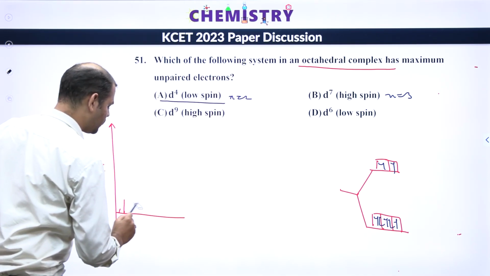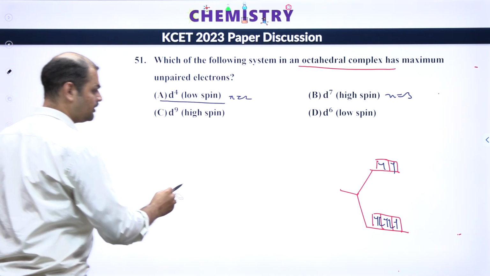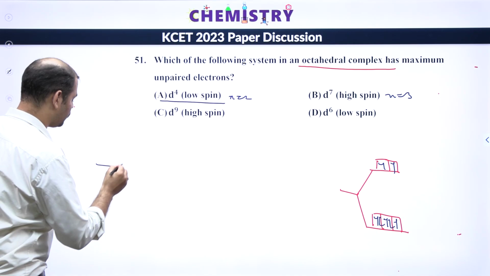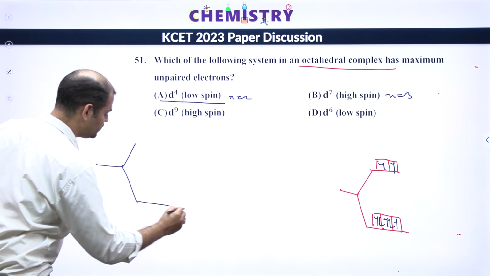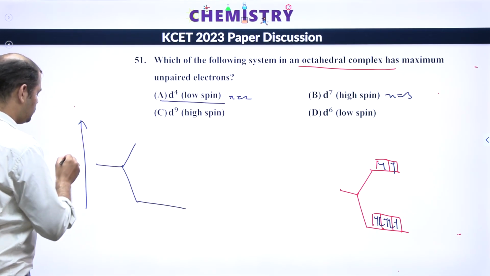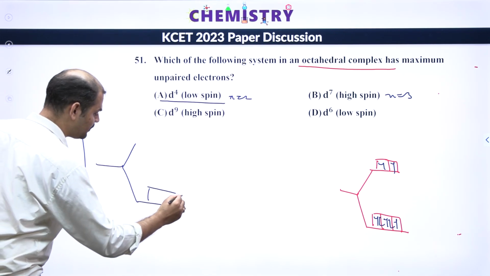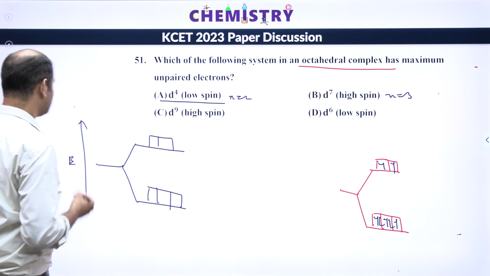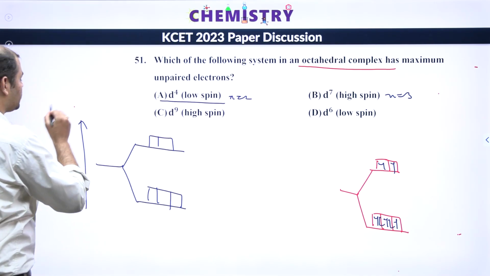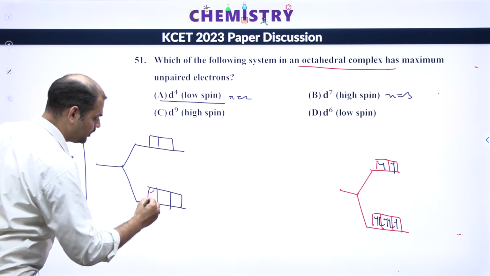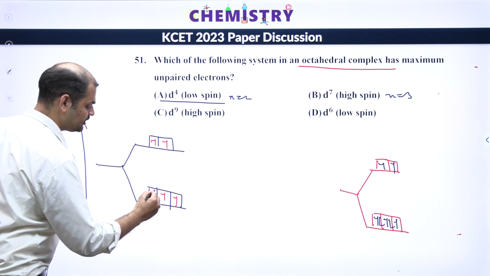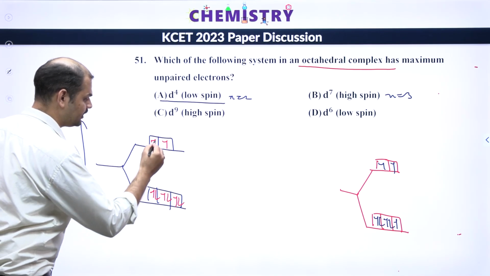Now observe the next one. If I draw the pattern for the next one, what is going to happen? For the D9 high spin configuration, if you assume this is energy and this is the crystal field splitting, then we should fill the electrons in this manner, high spin: 1, 2, 3, 4, 5, 6, 7, 8, 9.